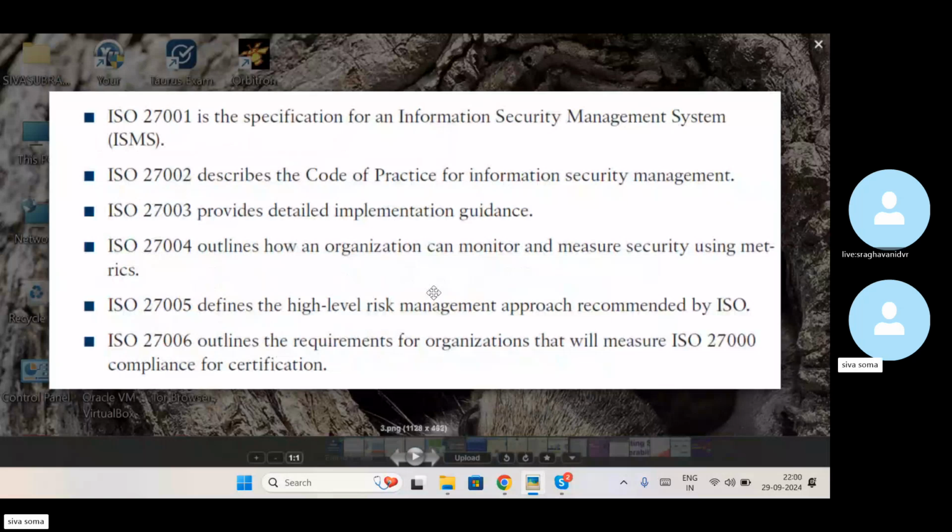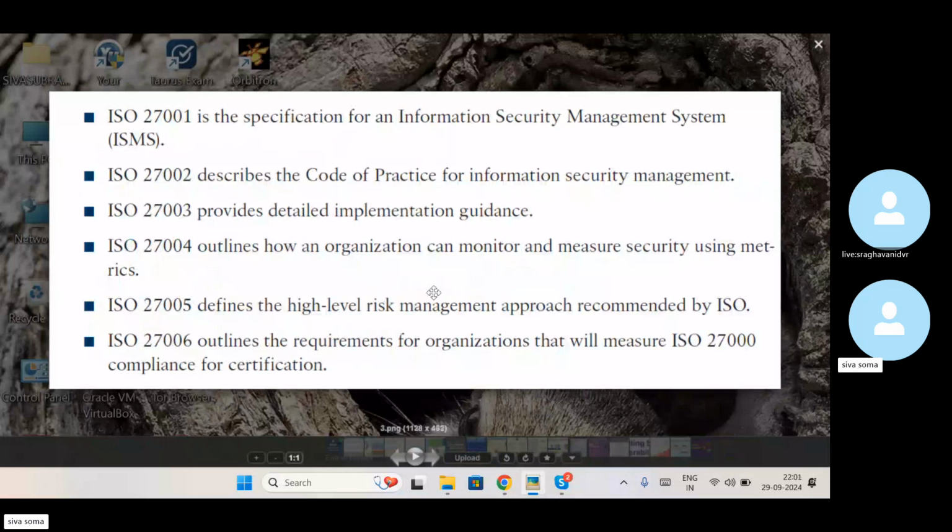The first six categories they have given in the scope. The first one is the specification for ISMS, Information Security Management System. ISO 27001 is the specification for ISMS. ISO 27002 is for code of practice: how we practice it all and how to implement it. ISO 27003 is for implementation: once we practice, how we are going to implement that in our organization.